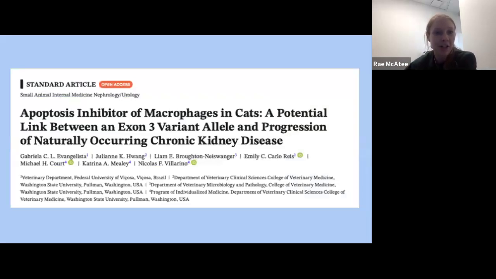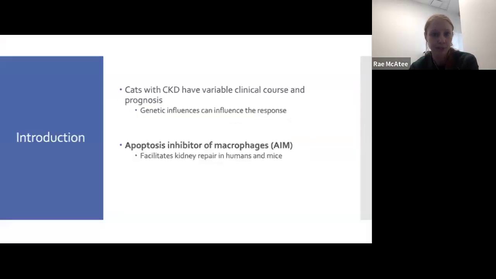So the paper I'll be talking about today is Apoptosis Inhibitor of Macrophages in cats, a potential link between an exon 3 variant allele and progression of naturally occurring chronic kidney disease. And this article is from JVIM in May of 2025, so just recently published here.